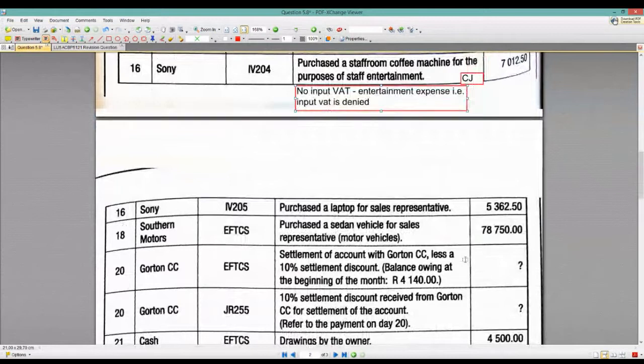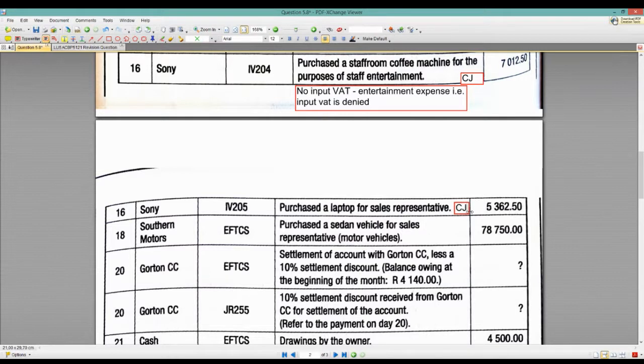And if we also look at the 16th, Sony purchased the laptop for a sales representative. Okay, so this is for a sales representative. It is part of the work, so we would be able to claim the input VAT on this. So this would go to CJ.